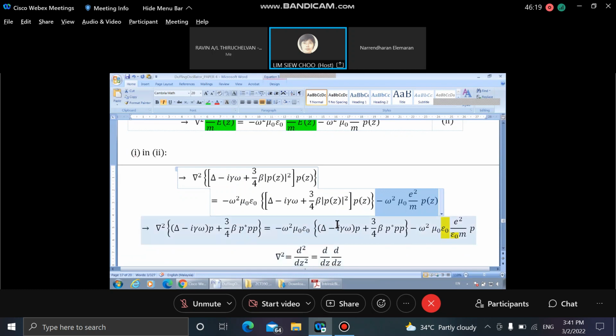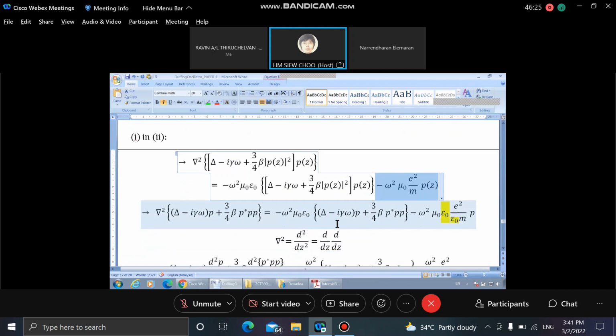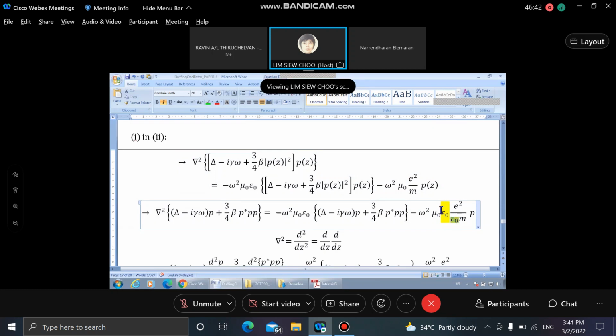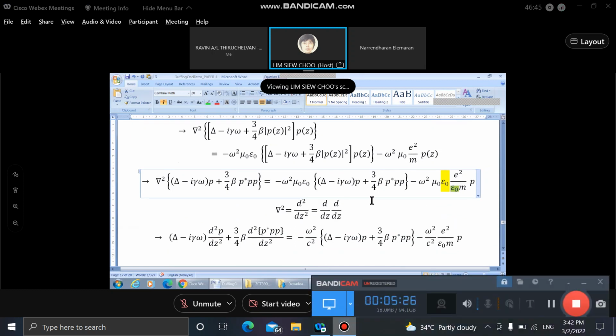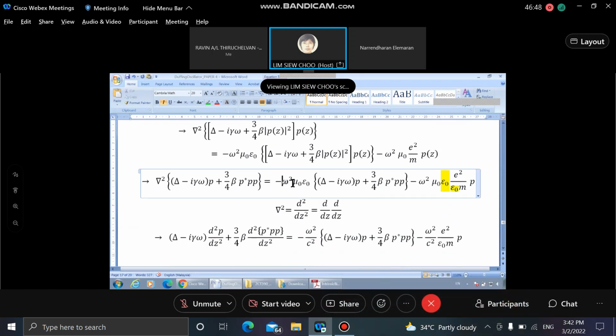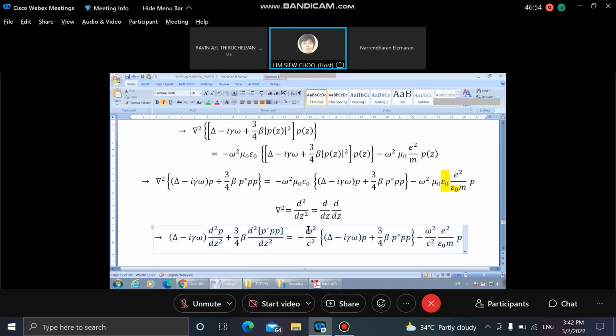So how to simplify? Let me see. Okay, so there is omega square mu naught epsilon naught. Here is just omega square mu naught. So I want to put the epsilon naught, so I must divide by epsilon naught. So effectively I do nothing, I just want to change its appearance. Because mu naught epsilon naught is 1 over c square, this term is omega square over c square. Am I doing it correctly?